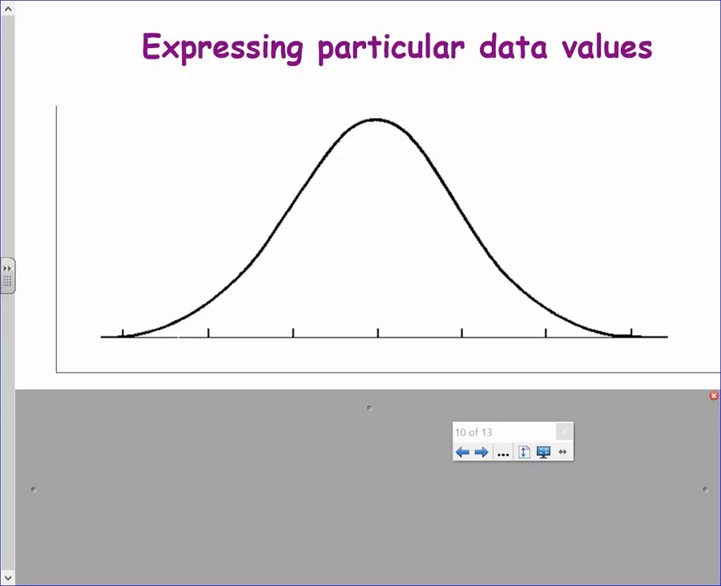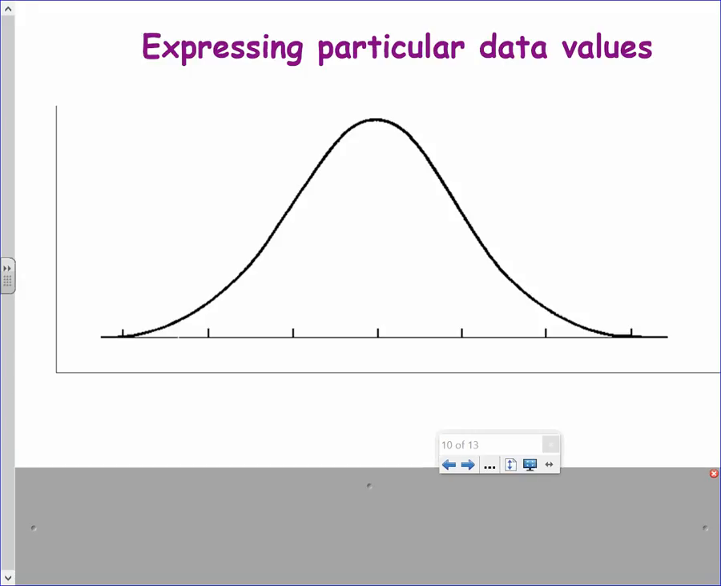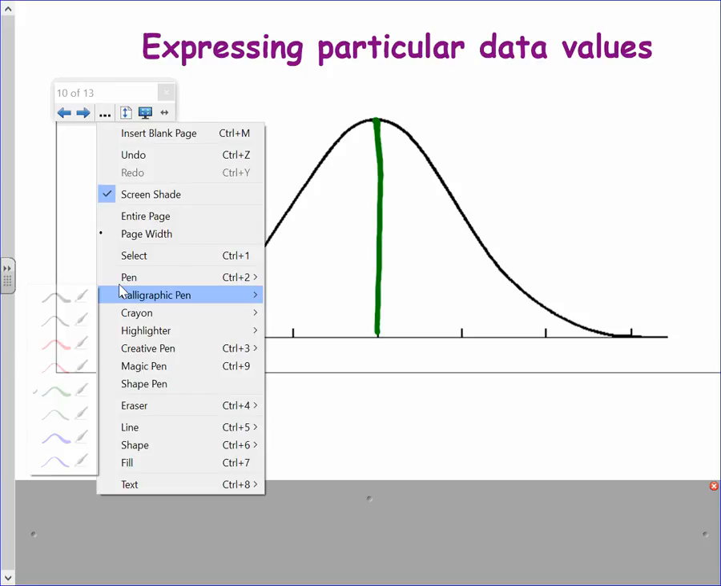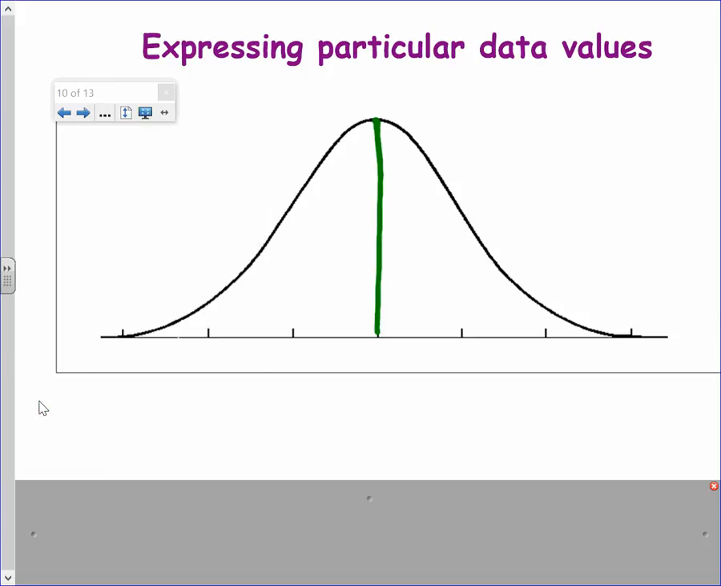Expressing particular data values. Now remember, the middle, what always goes in the middle when we have a normal curve? You guys remember? Mu, mean. So we're just going to put mu. It's like a U, or smaller. Okay, mu.